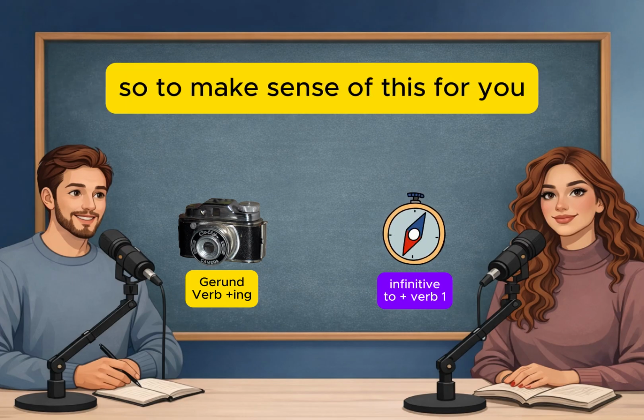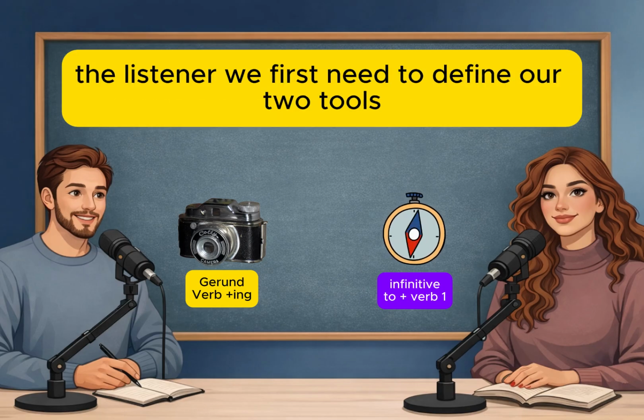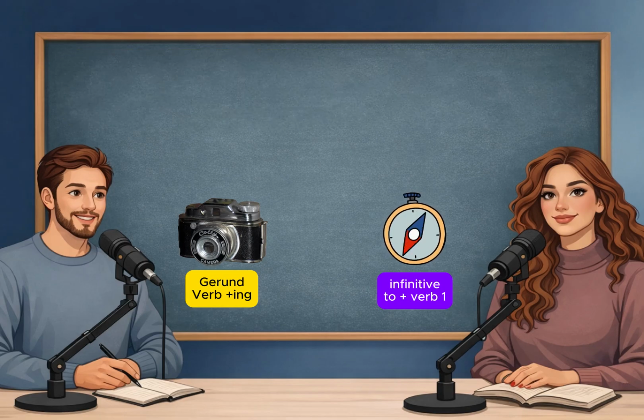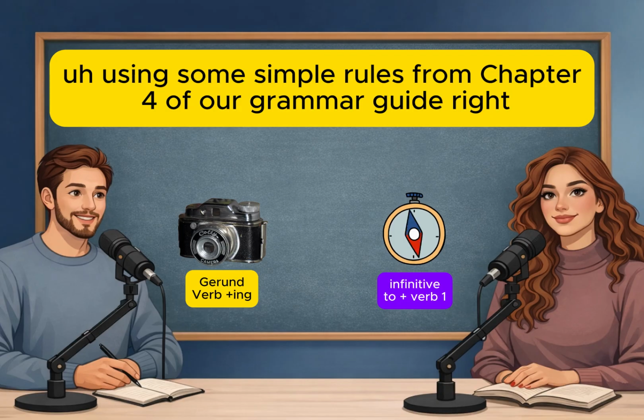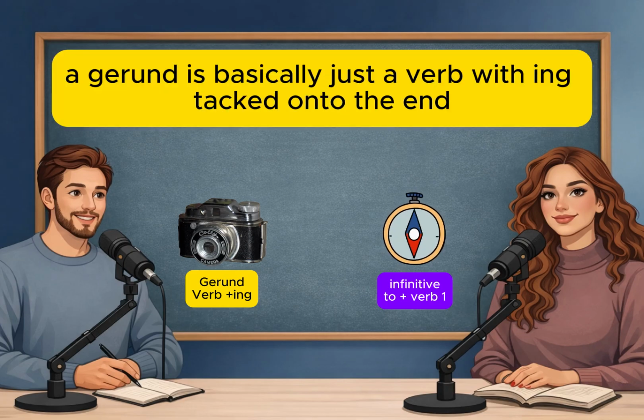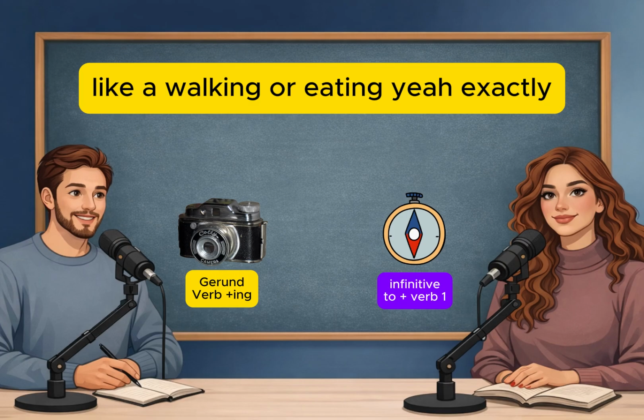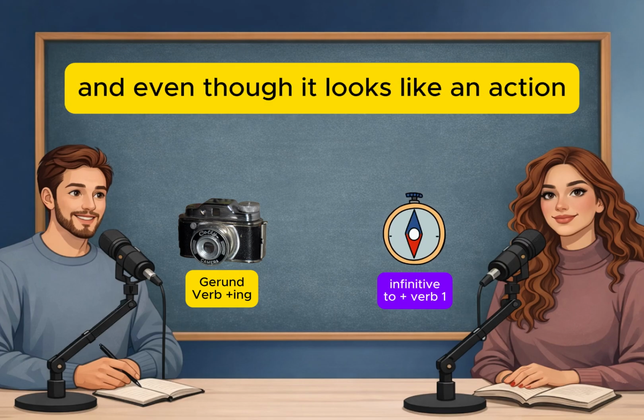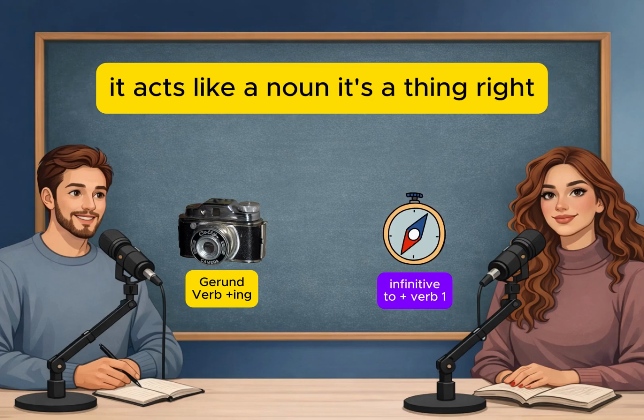Totally. So to make sense of this for you, the listener, we first need to define our two tools using some simple rules from Chapter 4 of our grammar guide. Right, the source material. So the first tool, the camera, is the gerund. A gerund is basically just a verb with -ing tacked onto the end, like walking or eating. And even though it looks like an action, it acts like a noun.